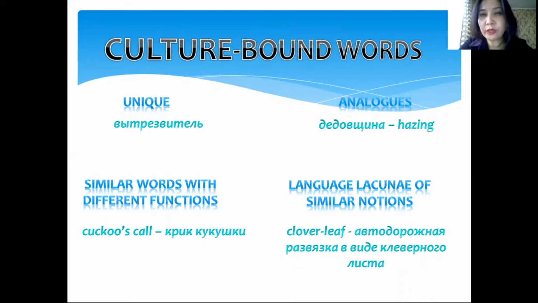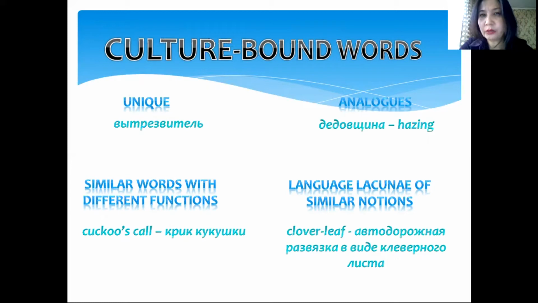So the next, let's talk about culture-bound words in terms of typing, in terms of categorization. The first type is unique. Here we say about a lack of a similar notion in the target culture and language. Consequently, a lack of a similar, equivalent word in the target language. For example, the Russian word вытрезвитель.